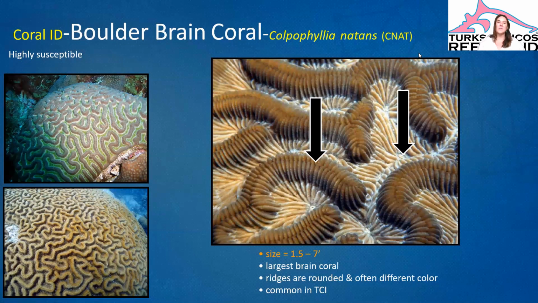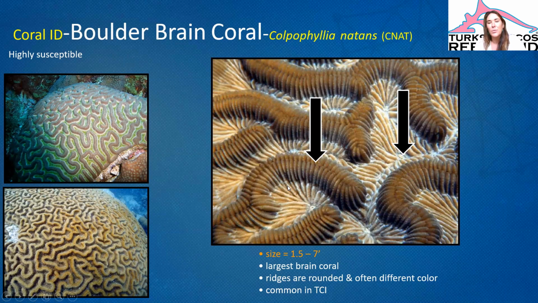Now, interesting identification features for the CNAT. Their ridges and troughs are much thicker than other brain coral species, and they're more spaced out. So that's the first thing, you're going to see this ridge here. I think it almost looks a little like a caterpillar or a centipede. They're thicker and more spaced out. Secondly, there is a very distinct line that runs along the top of the ridge where the septa meet.